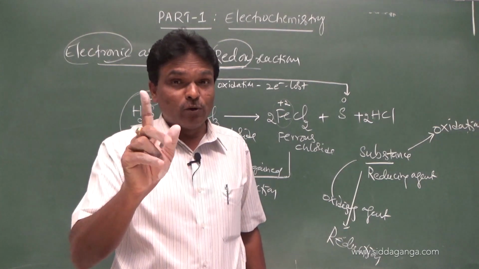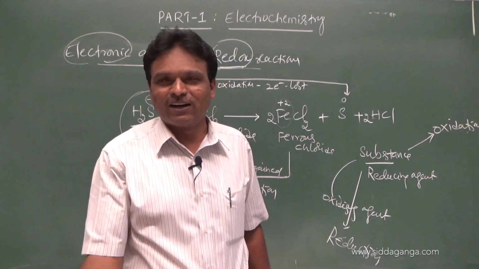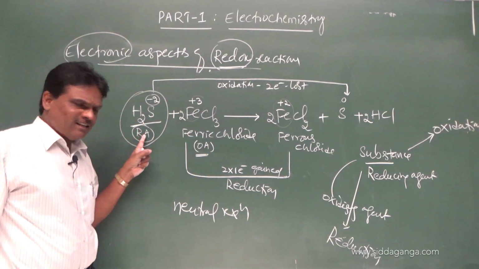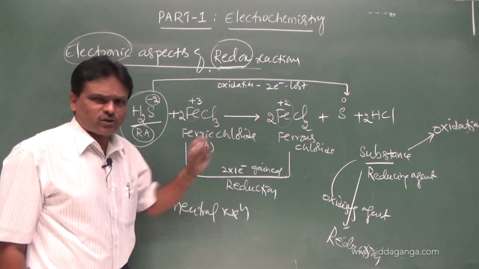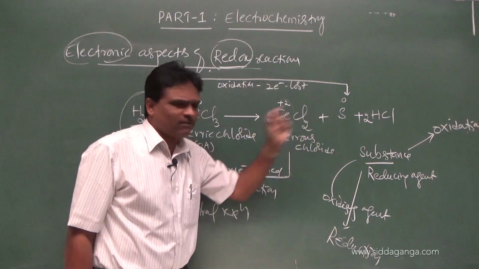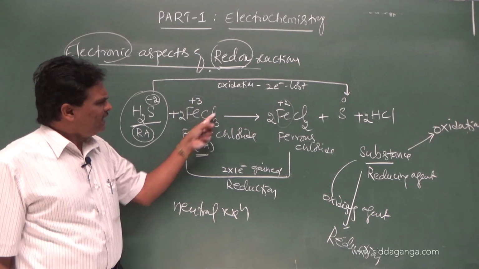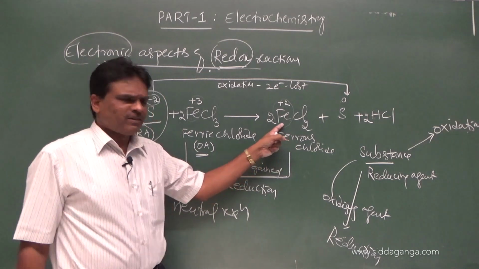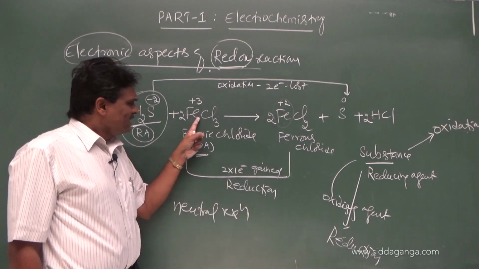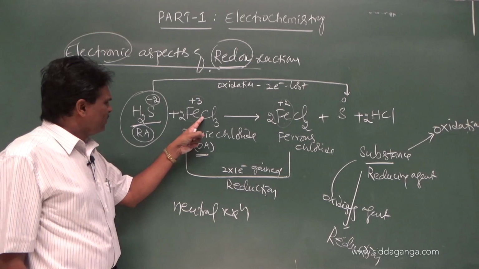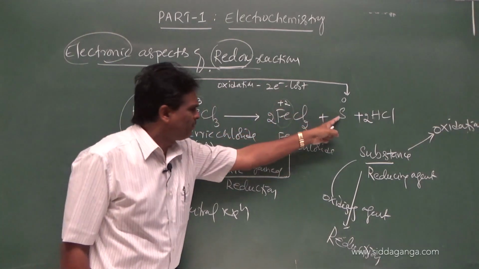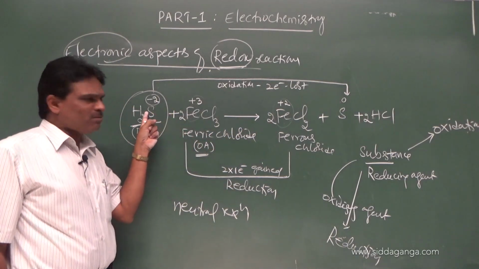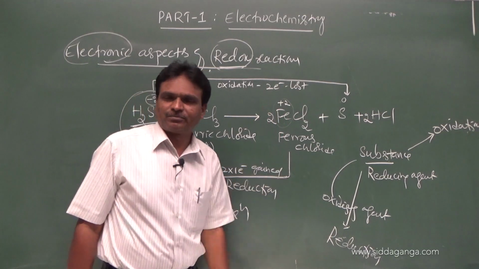A reducing agent is a substance which reduces the other substance but itself undergoes oxidation. Look, hydrogen sulfide is a good reducing agent which reduces ferric chloride to ferrous chloride, but itself undergoes oxidation, giving sulfur. And ferric chloride oxidizes hydrogen sulfide to sulfur, but itself undergoes reduction. It oxidizes the other, but it itself gets reduced.